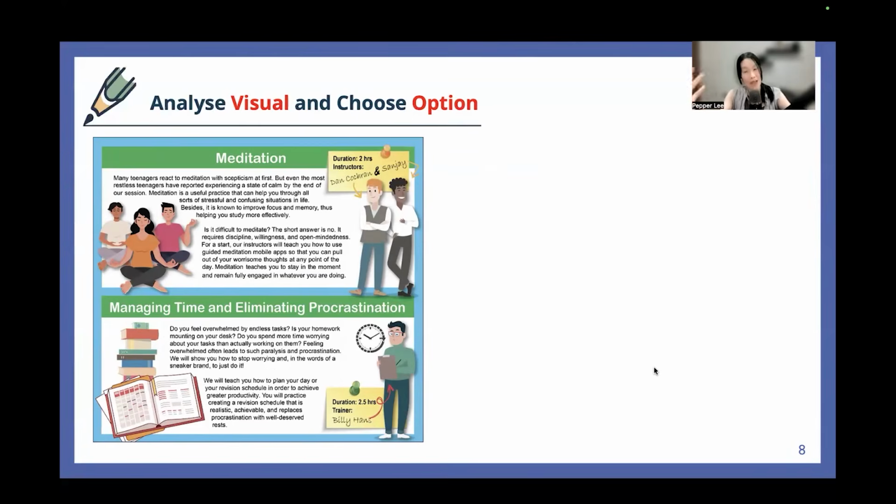And now it's time to analyze the visual and choose an option. So generally, students will be presented with 2 to 3 options, and they are asked to choose one. So my students always ask me, Miss Pepper, how do I choose an option? I don't know which one to choose. And I generally tell them this: always choose the option that you are familiar with.